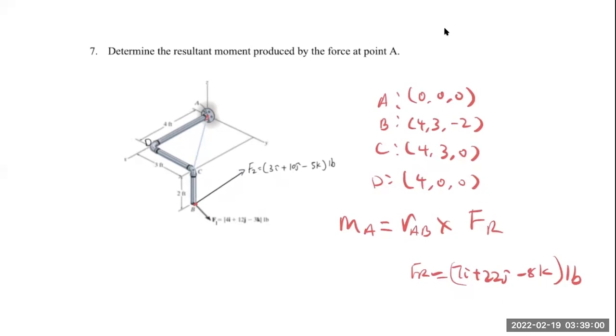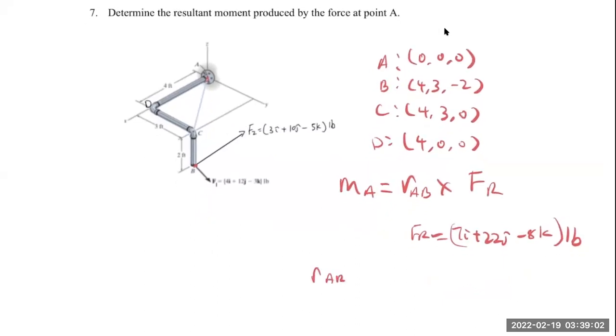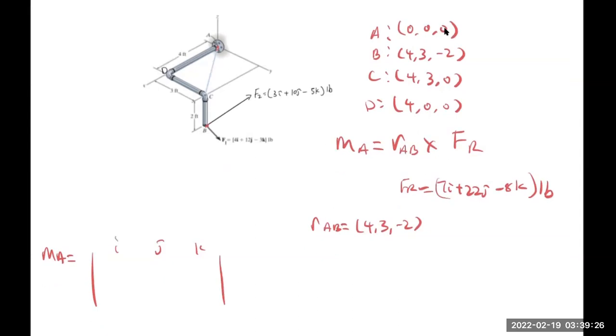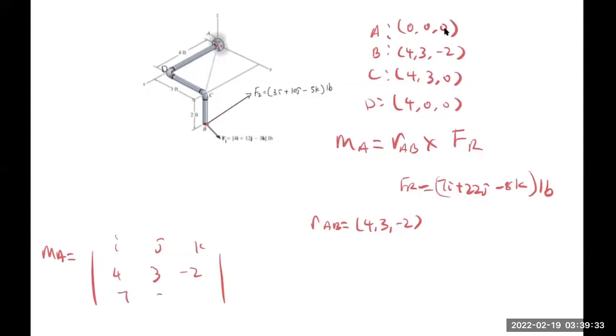Okay, so let's find my RAB. So my RAB is simply RB because A is the origin. So RAB is 4, 3, and -2. Then I have my RAB, I have my FR. So right now I can set up my cross product. Okay, so the first row will always be R, my vector. So 4, 3, -2. Second row will always be my FR, which is 7, 22, -8.